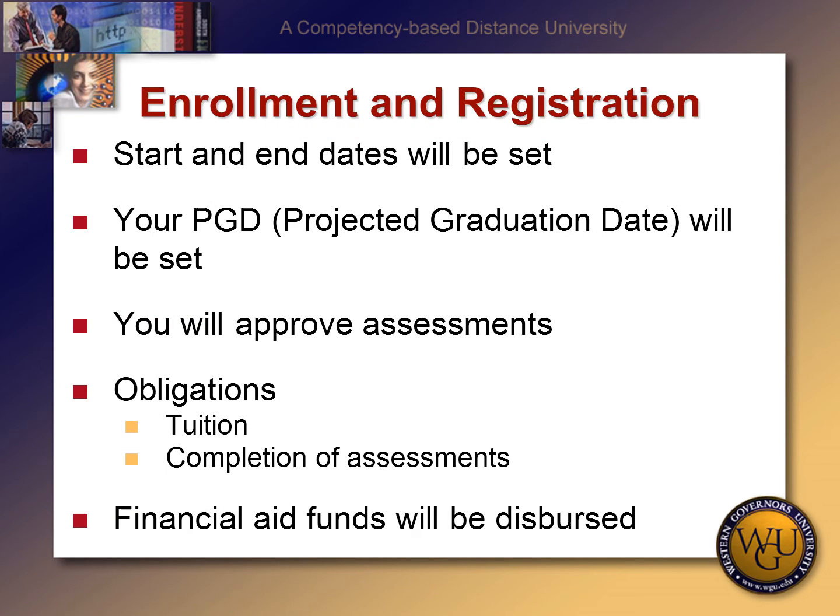Registration is what you'll do with your course mentor. You can enroll until the first of the month, but if you finish orientation, you can get started in your first class before that. During enrollment, you and your mentor will discuss your start and end dates. Your projected graduation date will be set, and you will approve your assessments. Your obligations at enrollment are tuition and the completion of assessments. Financial aid will be distributed around the 20th of your first month. It's a little slower for the first term.